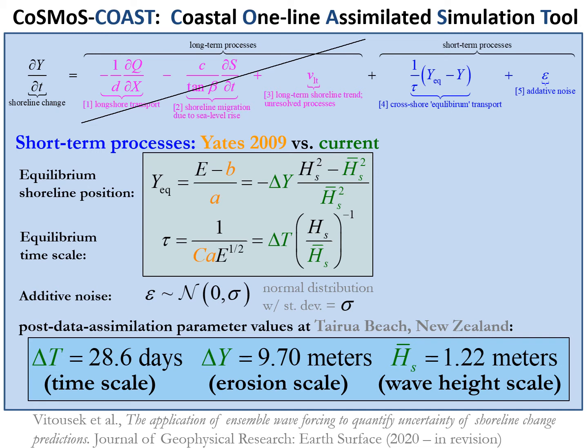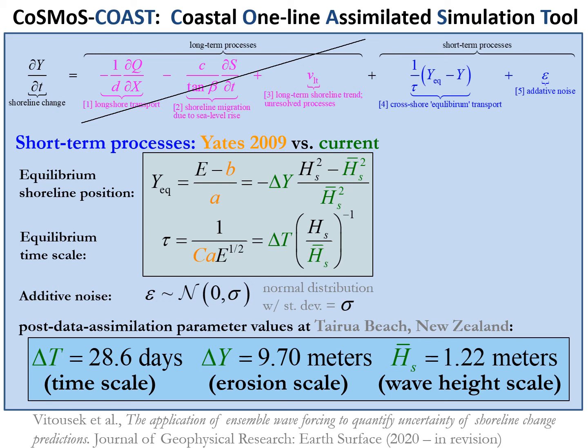So this is a summary of the changes between the Yates 2009 model and the current model. The original parameters were C, A, and B, and those parameters didn't necessarily have the most intuitive dimensions based on this formulation. B has a straightforward dimension of wave energy, but A is a little bit more confusing and C is a little bit more confusing. Also here, A is a parameter that needs to be negative, and C is also a parameter that needs to be negative. And by doing this formulation, the new parameters are just delta T, delta Y, and HS bar. All those parameters are positive, and they have straightforward dimensions of time or length.